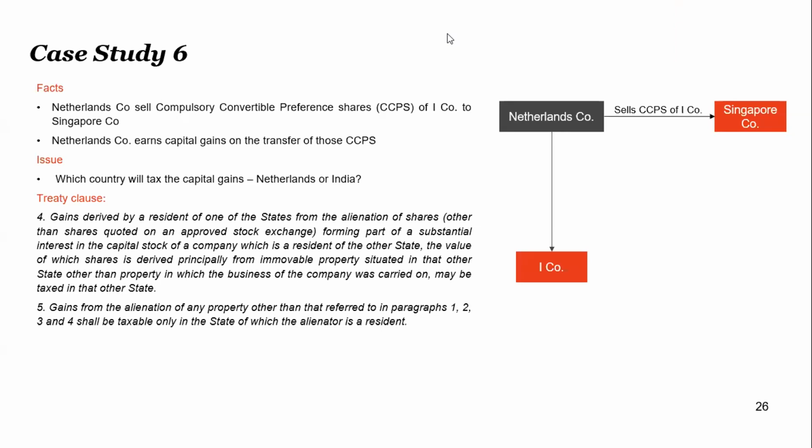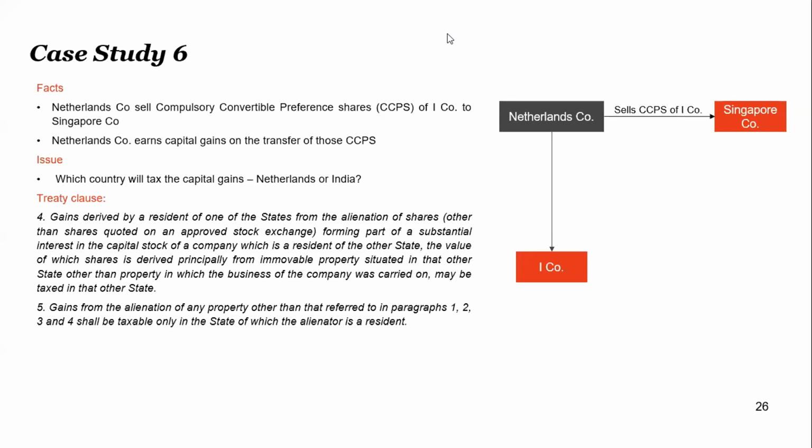And when we read clause 5, the interpretation is that the tax implications will arise where the transferor or the alienator is resident, right? So in this case, since the Netherlands company is transferring, the tax implications will arise only in Netherlands. Okay. Yeah. Understood. Okay. Thanks.